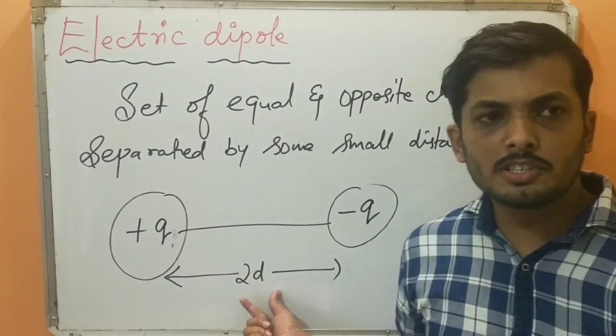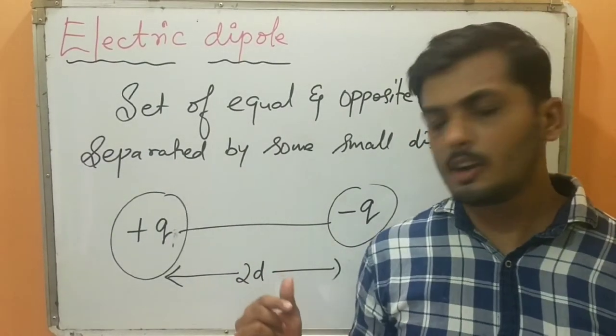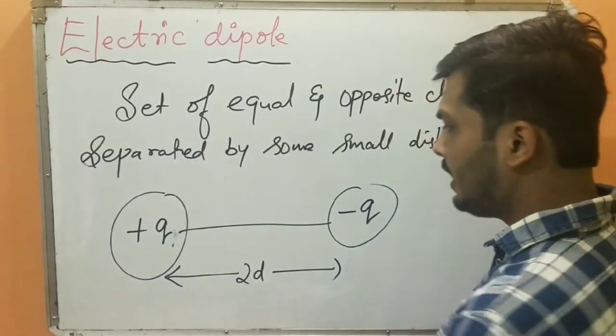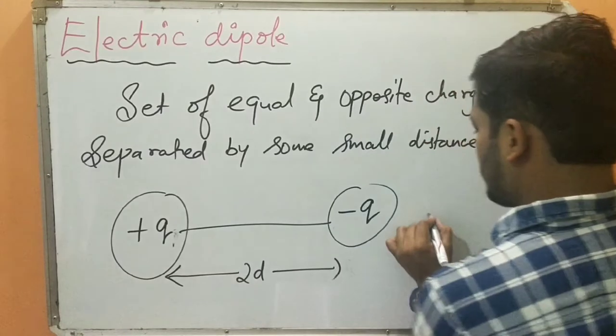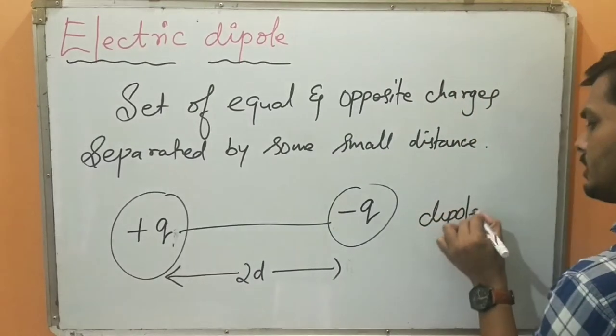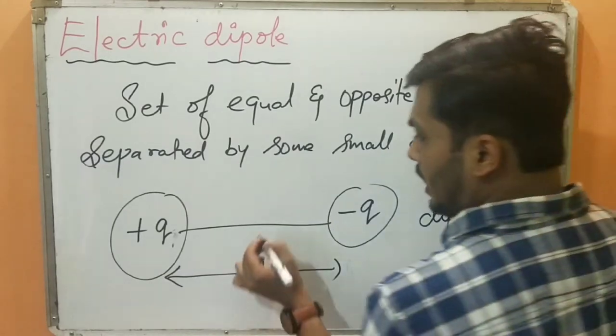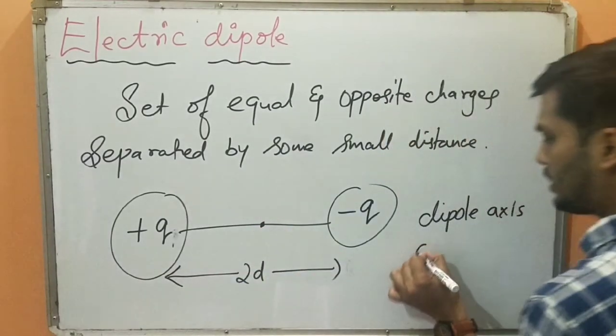We take the distance as 2d. In some textbooks you will find it written as 2l or 2a. Either of them will work. And this length is called the dipole axis, the total length 2d. And this is called the dipole center.